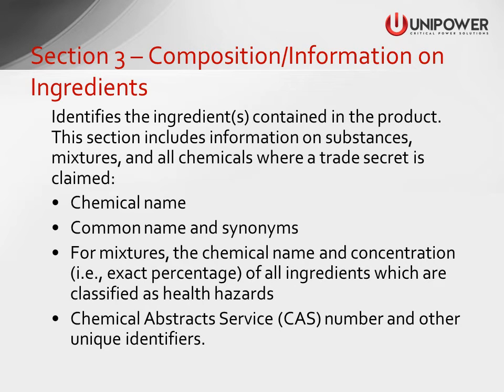Section 3. Composition and information on ingredients. This section identifies the ingredients containing the product. This section includes information on substances, mixtures, and all chemicals where trade secret is claimed. It talks about the chemical name, the common name and synonyms. For mixtures, the chemical name and concentration, including exact percentages of all ingredients which are classified as health hazards. It also includes the Chemical Abstract Service number and other unique identifiers.